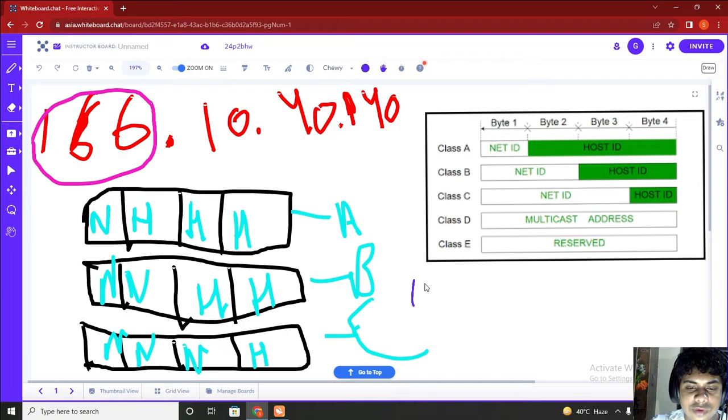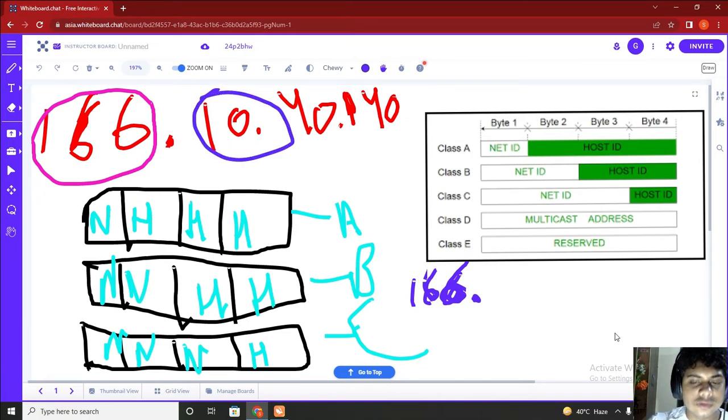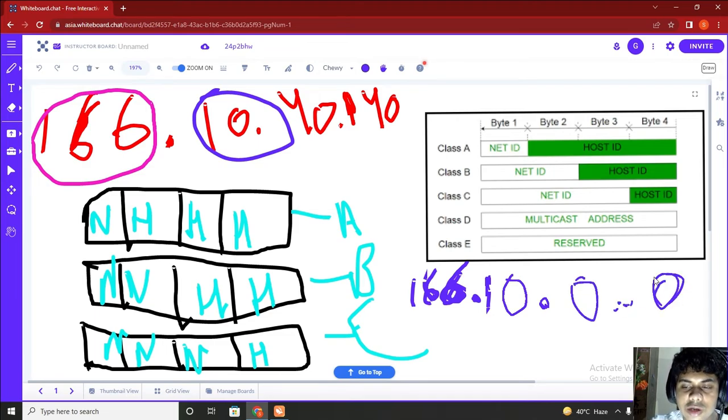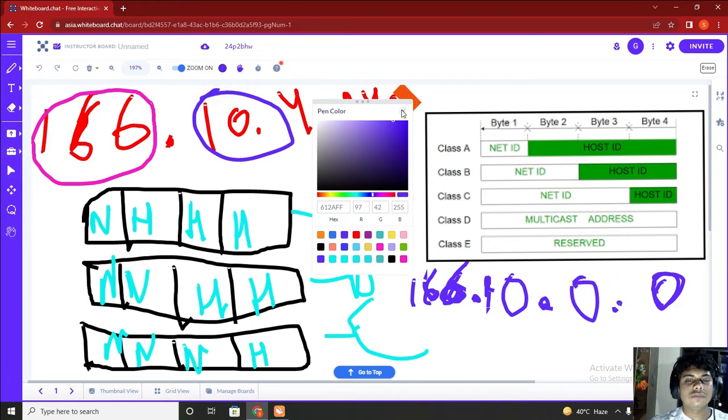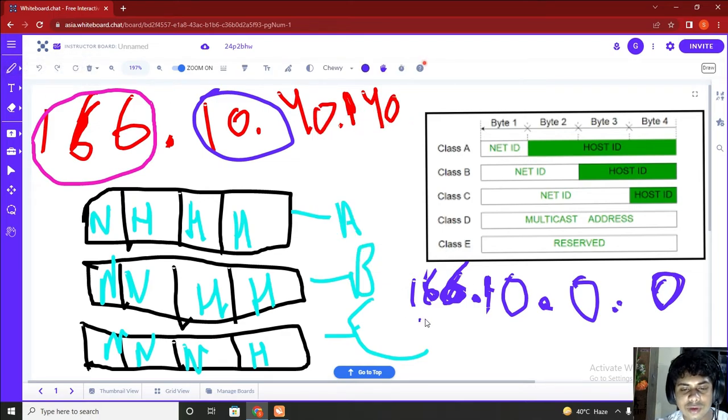So you will write 166, which is our first octet. This is 66. I am drawing with my mouse, so don't judge me. Now what is my second octet? Because there are two octets reserved for network, there is 10. I will write 10, and write 0 and 0 in the last octets. In the host octets you write 0. So this is your network ID. You can see here.